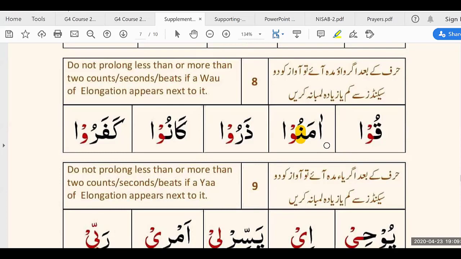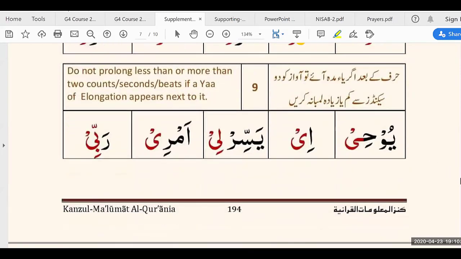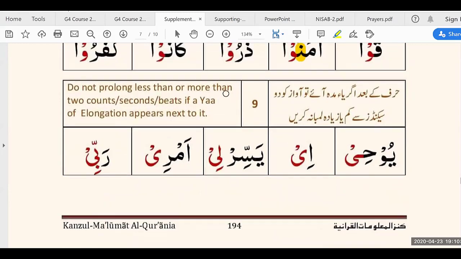Okay, so amanu. First of all, the alif has a vertical fatha, so it will be prolonged for 2 seconds. And then mim has a simple fatha, so 1 second long. And then on top of noon, we have the dhamma stroke, and it is followed by a vowel, so this will also be prolonged for 2 seconds. Amanu.